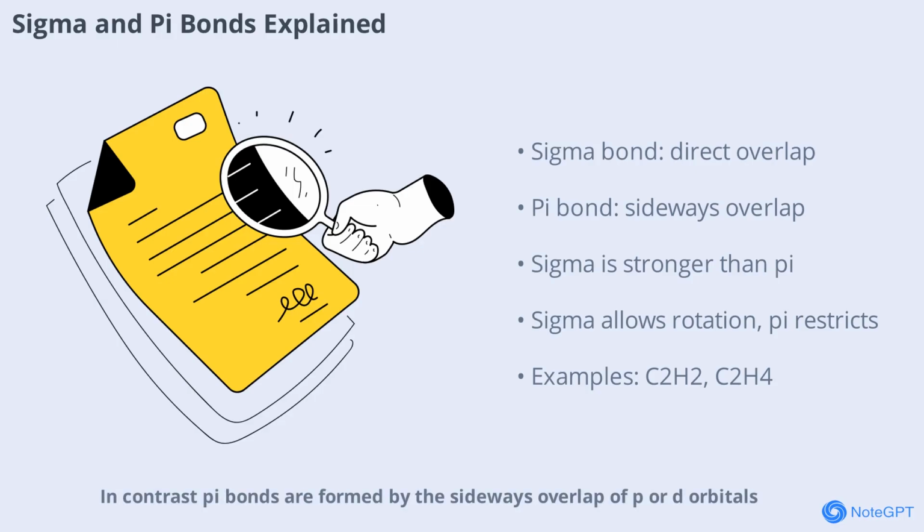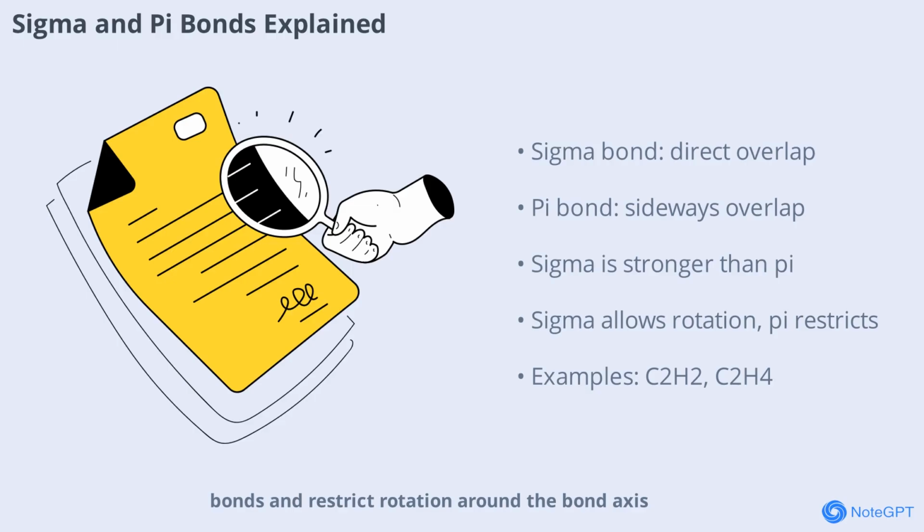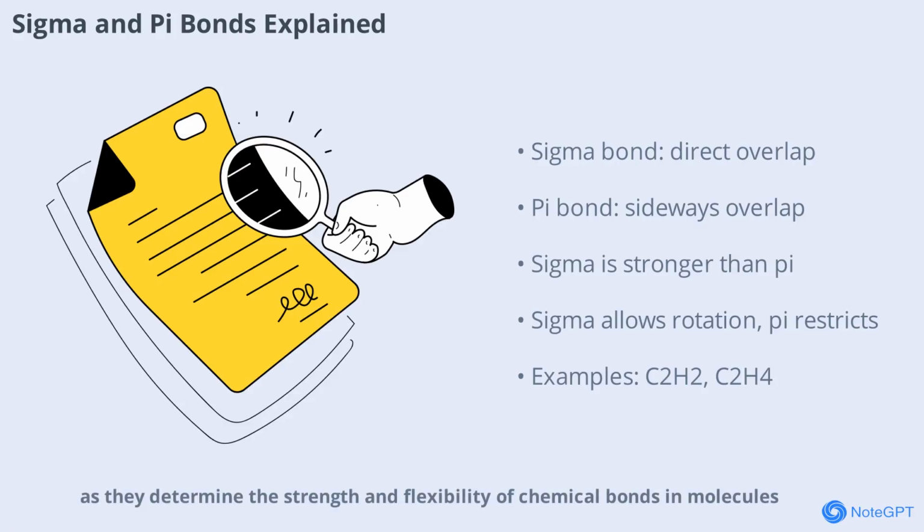In contrast, pi bonds are formed by the sideways overlap of p or d orbitals, resulting in electron clouds above and below the plane of the nuclei. Pi bonds are generally weaker than sigma bonds and restrict rotation around the bond axis. Understanding these two types of bonds is crucial for grasping molecular structure and reactivity, as they determine the strength and flexibility of chemical bonds in molecules.